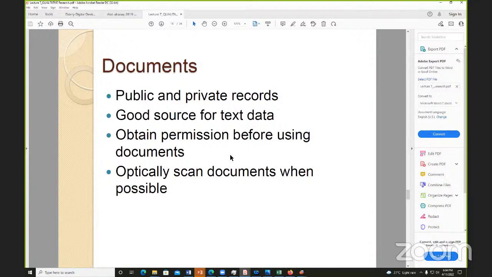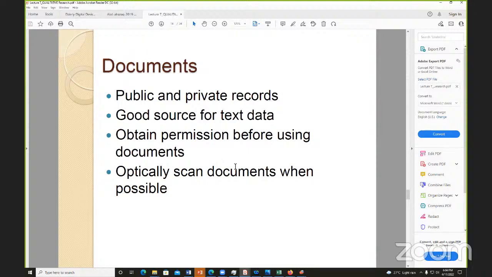Documents can be useful for projects. There's a difference between a literature review and documents, like those in organizations, that could provide data that helps answer your research questions. So it could be public and private records. It could be text data that's available somewhere related to your research question.